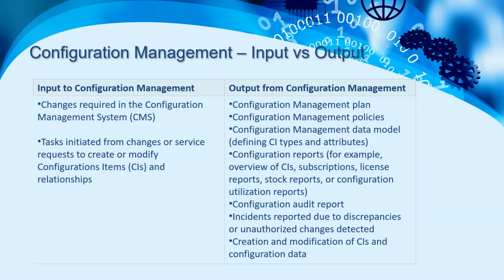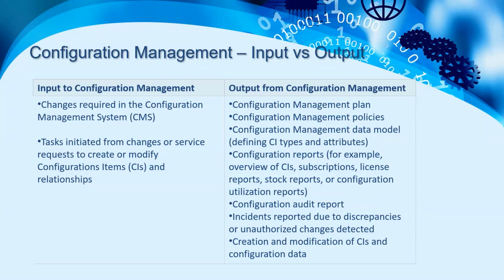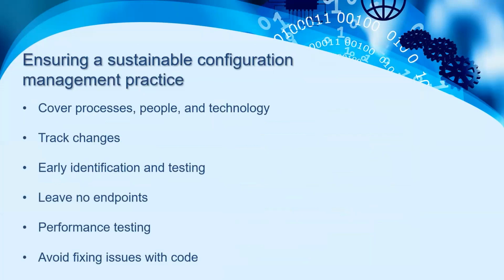Then these are all outputs. Configuration audit report is another output. Recall in my previous slide, I said audit and verification is a stage in implementing the configuration management plan. So this audit report is one of the outputs. Incidents reported due to discrepancies or unauthorized changes detected is another output. Creation and modification of configuration items and configuration data is yet another output.